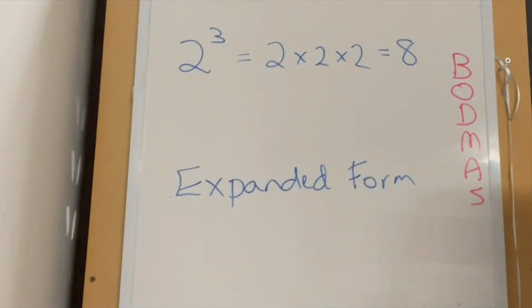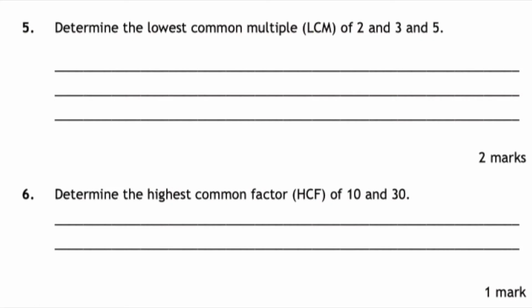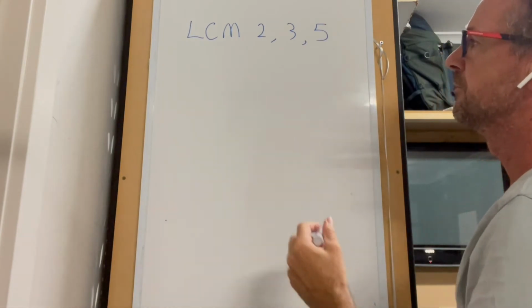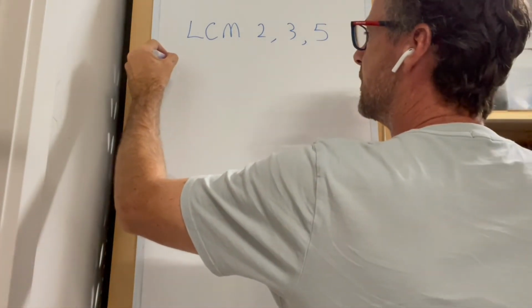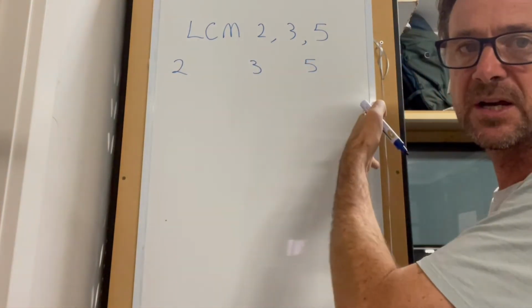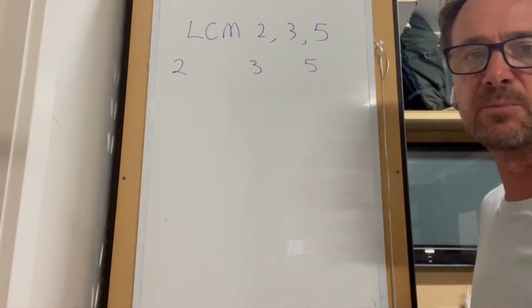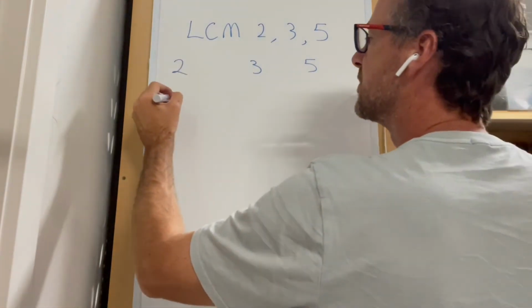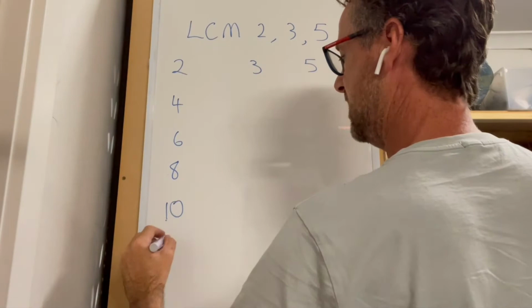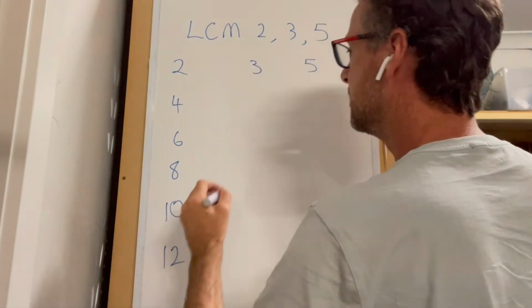So just make sure you read the questions quite accurately. Okay, so here we're looking for the lowest common multiple of 2, 3, and 5. Now, you can do this across your page as well, but obviously I'm doing it down the page because my board goes down longer, okay? So it's 2, 4, 6, 8, 10, and 12, okay?